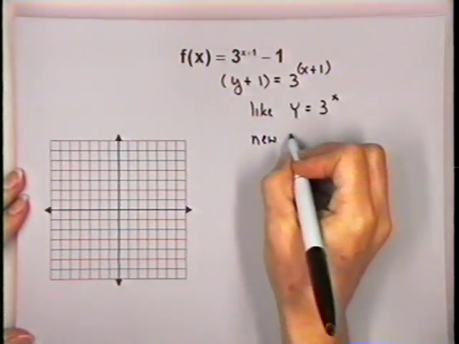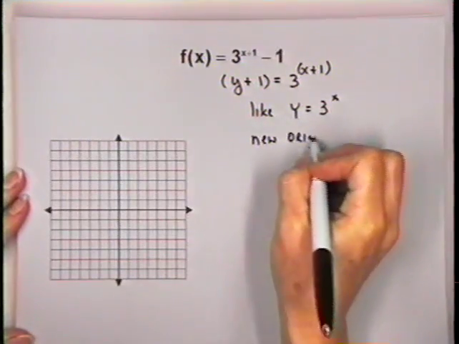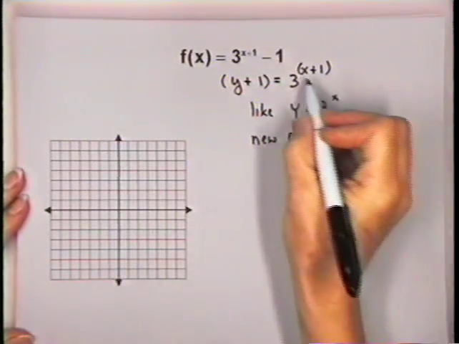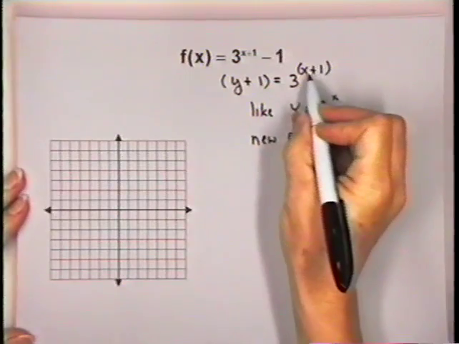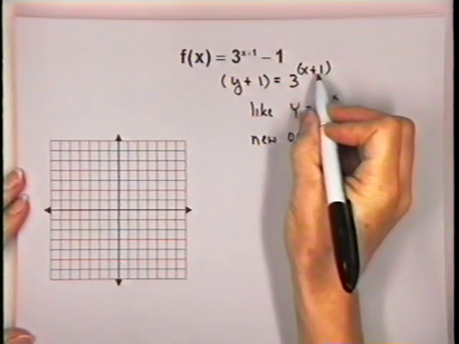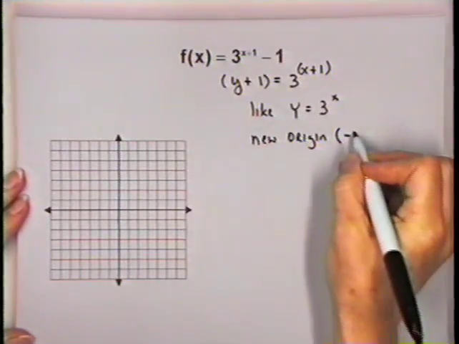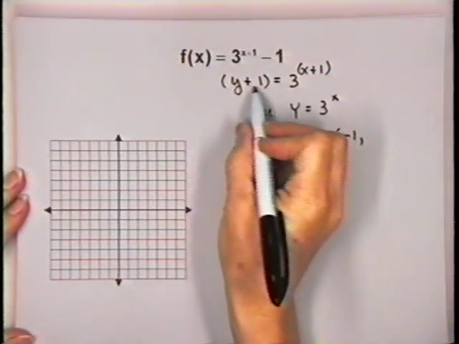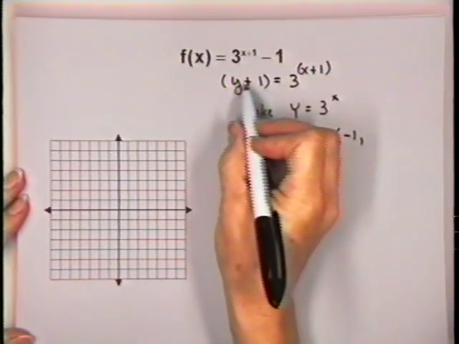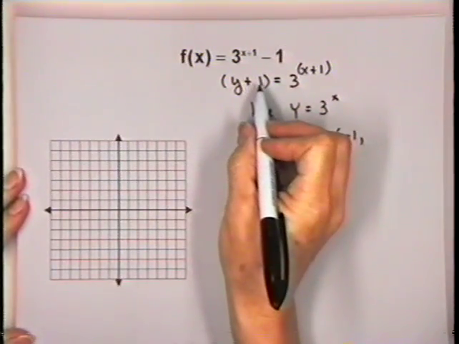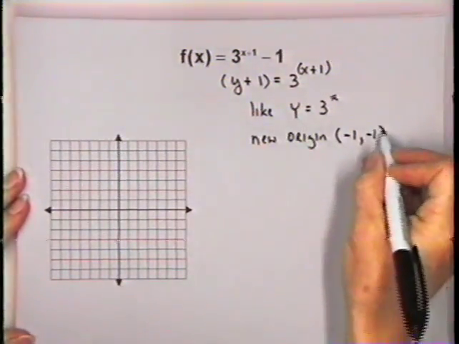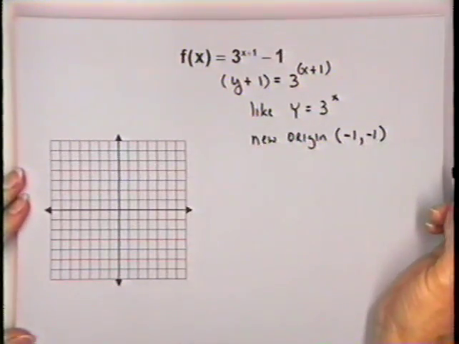So again, it's a translation. Let's write down what that new origin would be. Well, let's take the x first. If I set this equal to 0 and solve for x, I get negative 1. In other words, x plus 1 gives me a shift to the left, negative 1. And y plus 1 gives me a shift down, because if I set this equal to 0 and solve for y, I get negative 1 also. So I have a new origin of negative 1, negative 1.